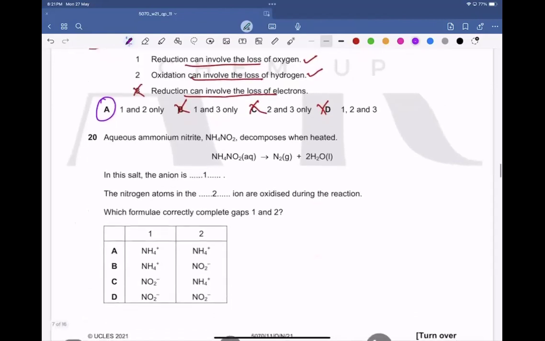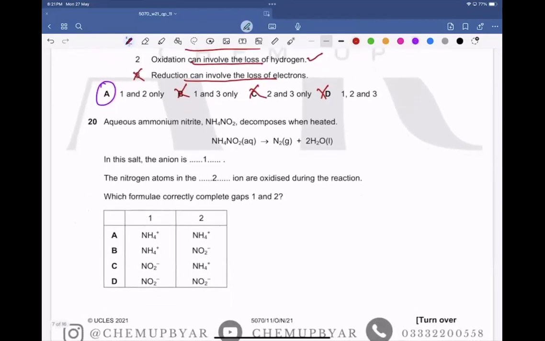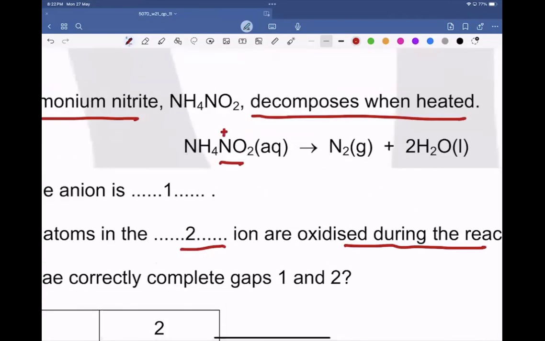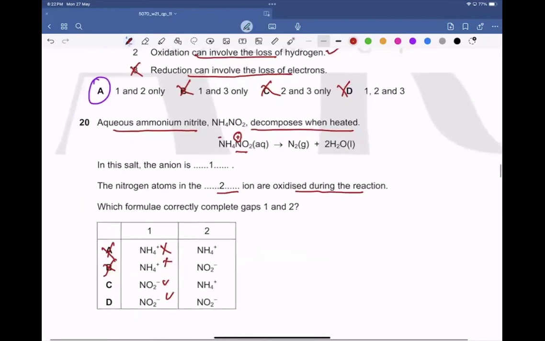Yes, very good. Now question number 20. Aqueous ammonium nitrate decomposes when heated. In the salt, the anion is NO3 negative, right? So A and B go wrong. The nitrogen atom in nitrate ion is oxidized during the reaction. Because it is bonded to oxygen, its oxidation number is positive. And over here, it's bonded to hydrogen, so its oxidation number is negative. So this goes wrong, and this is correct.